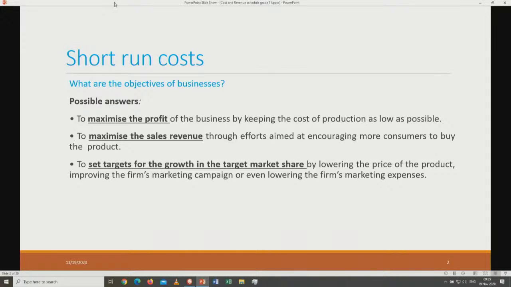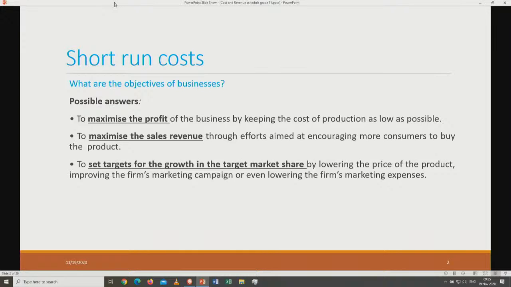Another objective of the business is to set targets for the growth in the target market. You know, every business has got a target market that it serves. Now, if a business starts by targeting, let's say, just for argument's sake, about 10,000 consumers within a specific target market, the aim of the business should be, in the long run, to increase its market share within that market. So that is what the business must do. They must set targets for the growth of the business within their target market so they can have a bigger market share within the market.